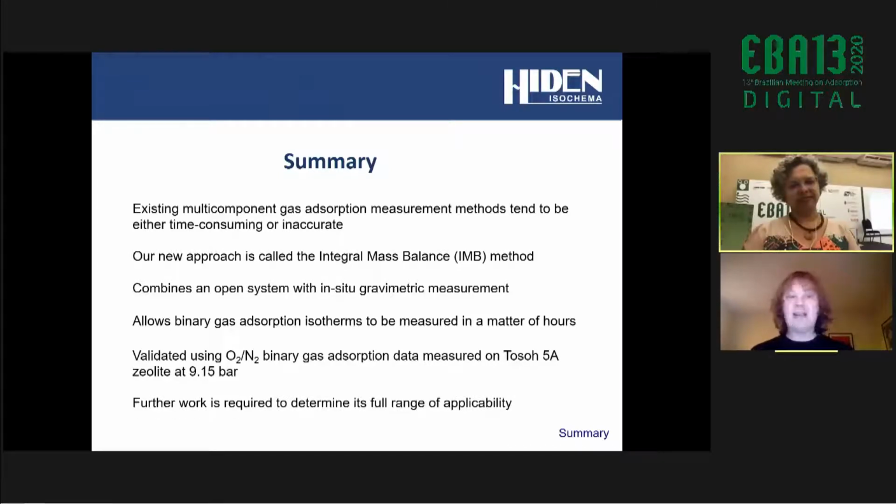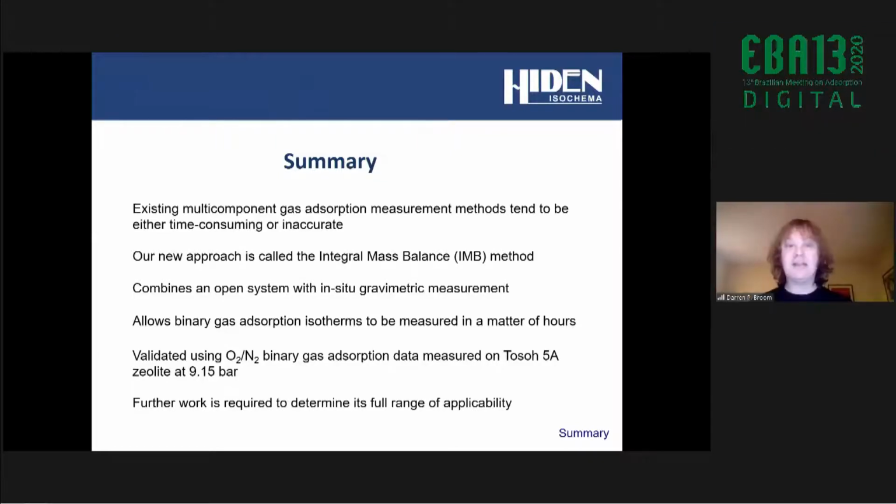I realized I didn't have time to discuss its full range of applicability, but I'll just note that further work is certainly required to determine over what range of pressures and gas mixtures and so forth the technique will actually work as well.